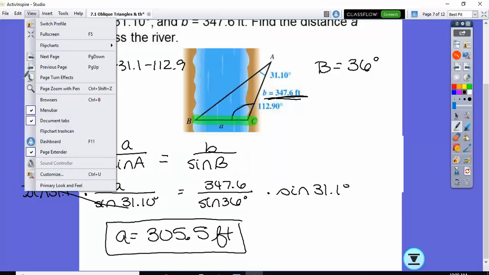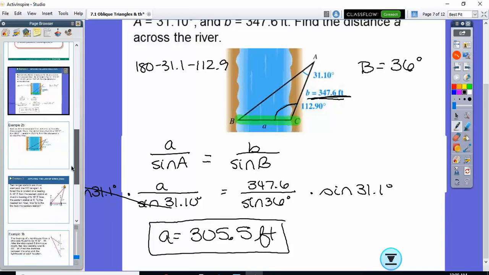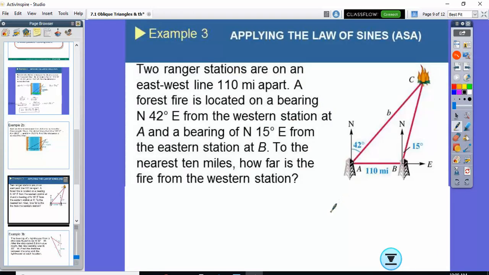Last one then. Why don't you guys read this for a second. See if you can figure out the information in the triangle before we do it together. I gave you this picture. We know the distance from A to B. So I gave you that one. I'm just going to kind of draw this down here. This is 110.